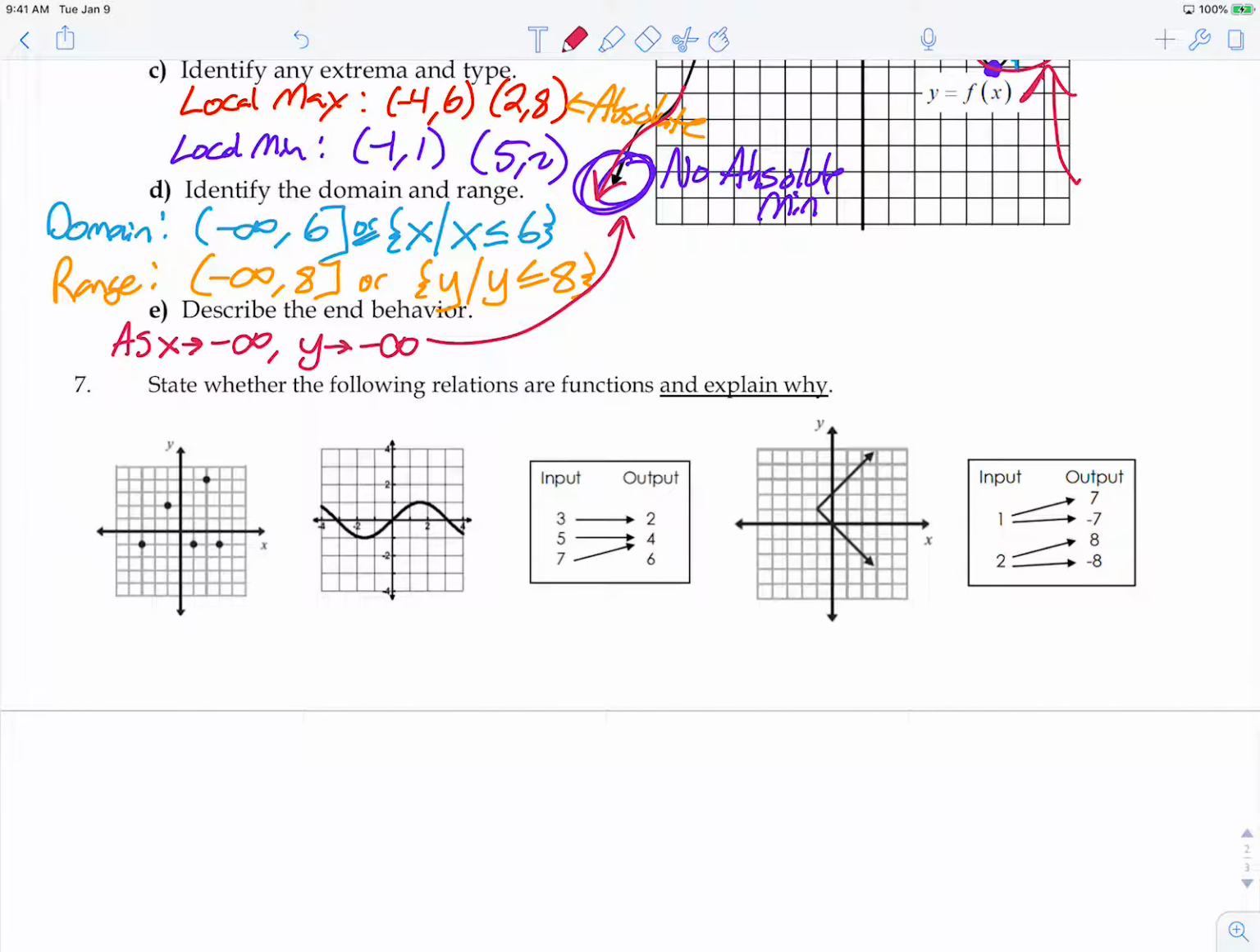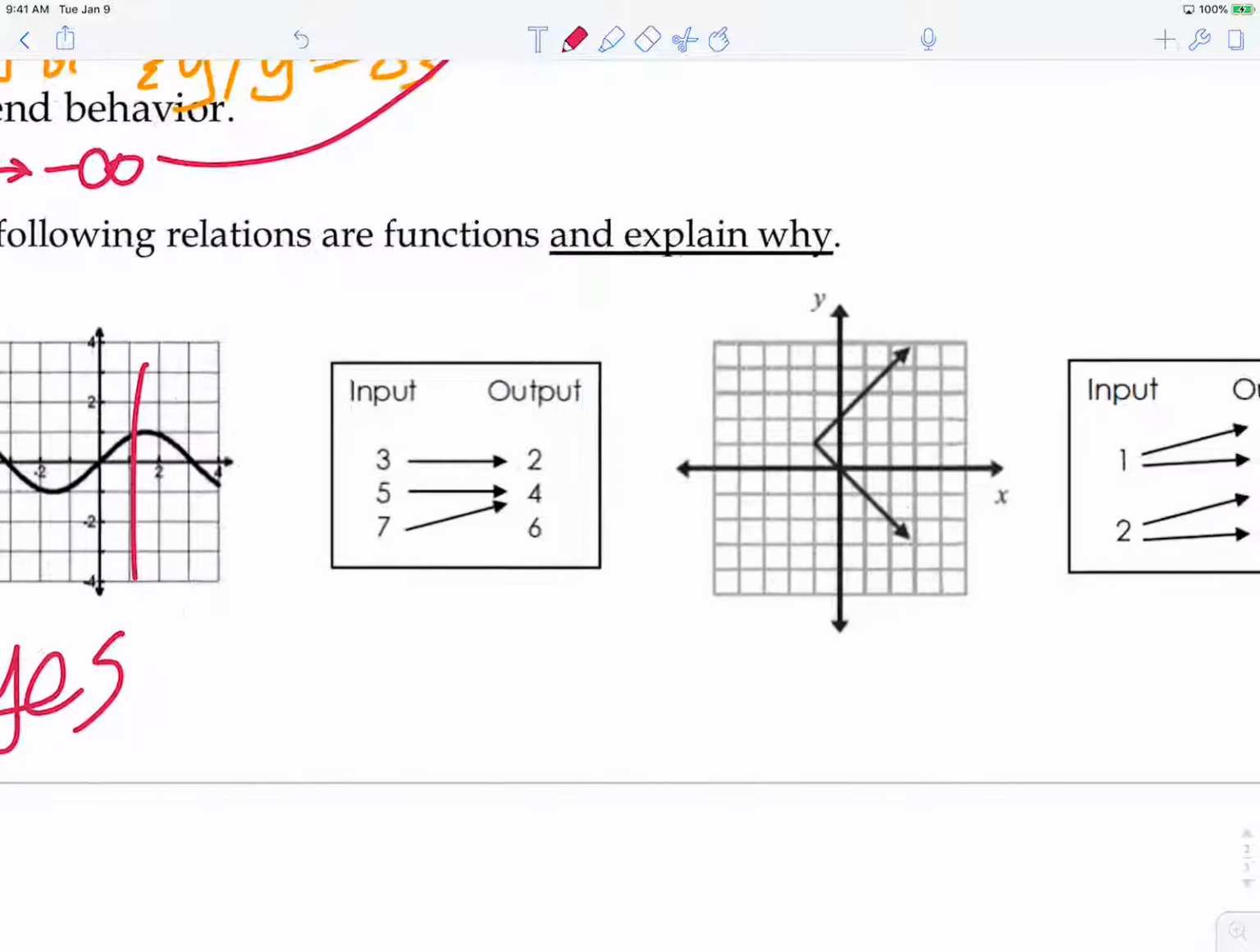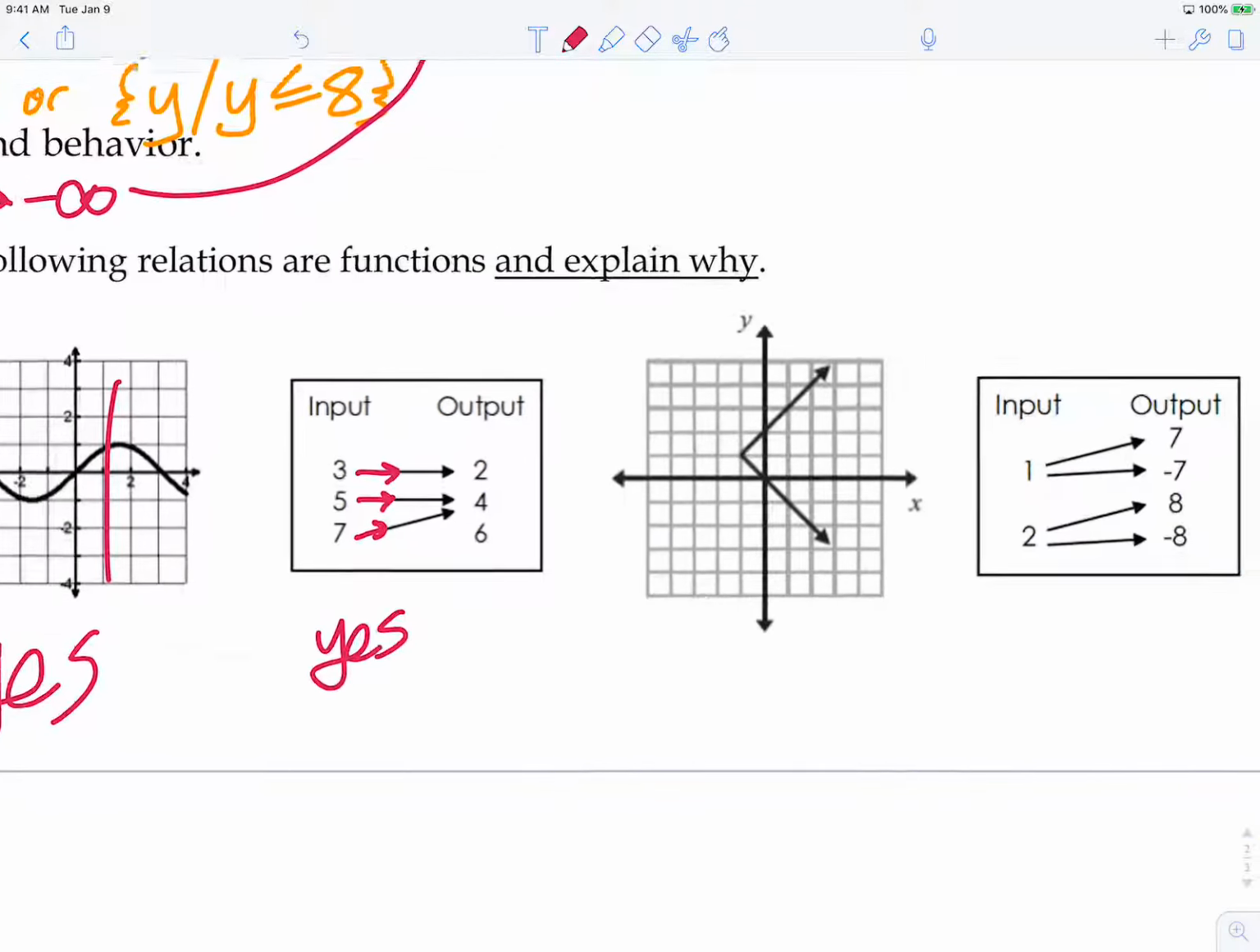Okay, state whether the following relations are functions and explain why. This one is a yes. For every x value, there's only one y value. Don't forget the vertical line test. Same with this one. If I were to take a vertical line, anywhere that I put that vertical line, it goes through it once. This one is also a yes. Every input has exactly one output.